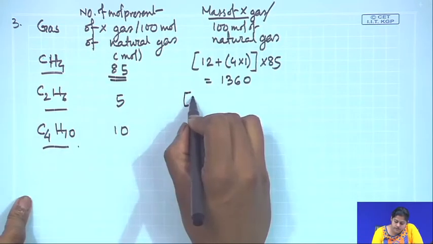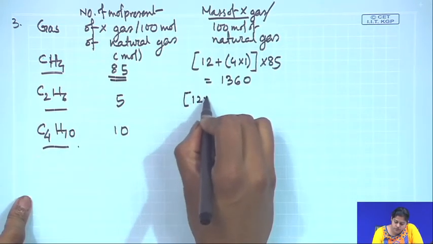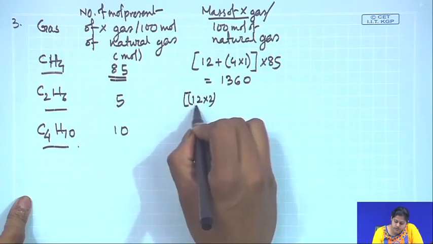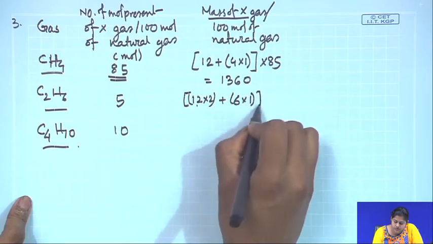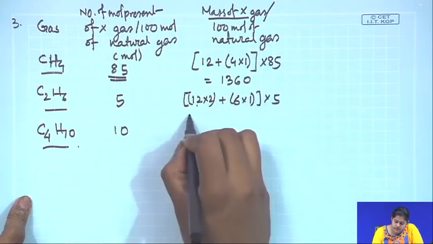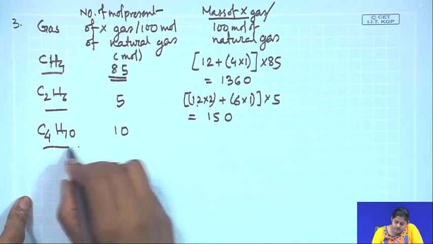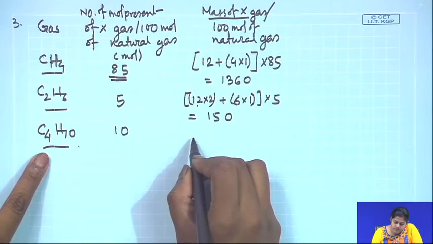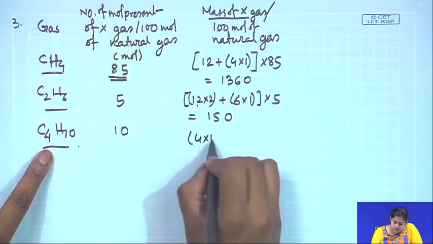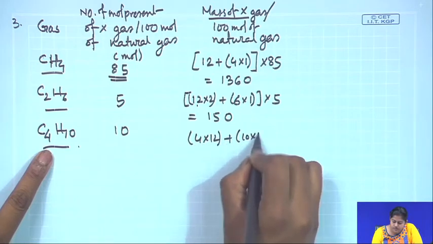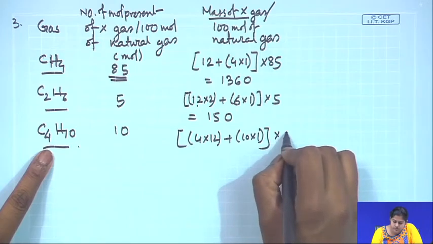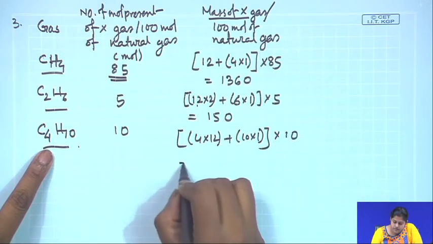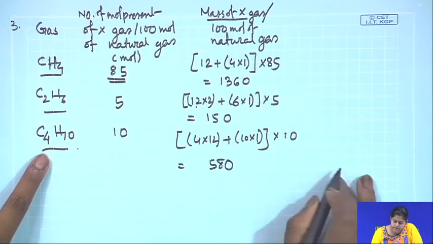Now, calculating the ethane, molar mass of ethane, 12 into 2, this is the atomic weight of carbon, plus 6 into 1, into 5, that will be equal to 150. Now, calculating molar mass of butane, 4 into 12 plus 10 into 1, this into 10. So, this will be equal to 580.